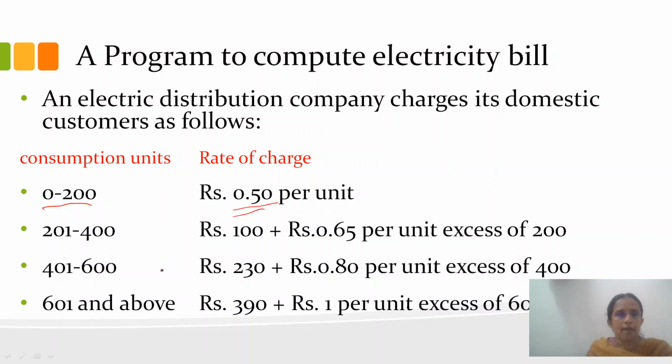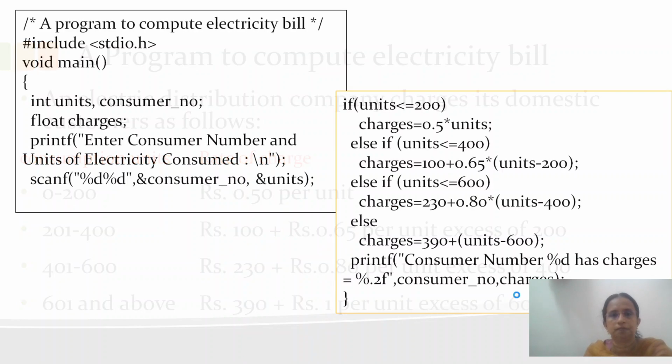If the units are from 201 to 400, the charge is 100 plus 0.65 per unit in excess of 200. Okay, for the amount which exceeds 200, they have to pay 0.65 per unit, plus 100 altogether. For 401 to 600, the amount is 230 plus 0.80 per unit in excess of 400. For above 600, the amount is 390 plus rupees 1 per unit in excess of 600.